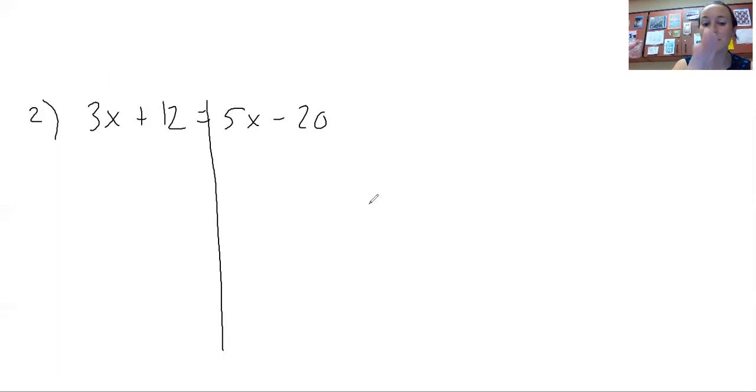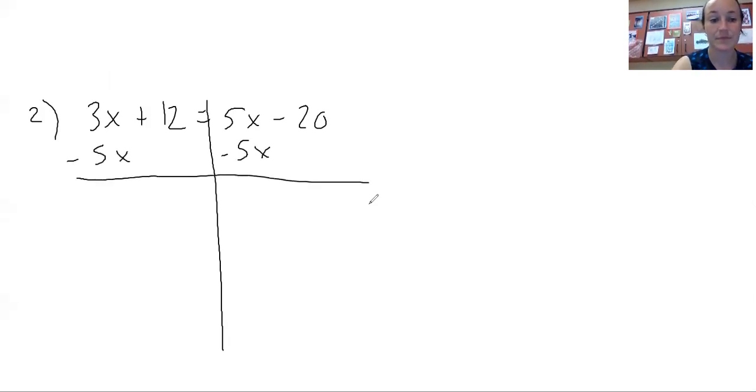So again, I like moving from right to left, so I'm gonna move this 5x over. Okay, since it's a positive 5x, I'm gonna subtract it. Okay, we're keeping the 5 and the x together. All of this is moving over. 3 minus 5 is -2.